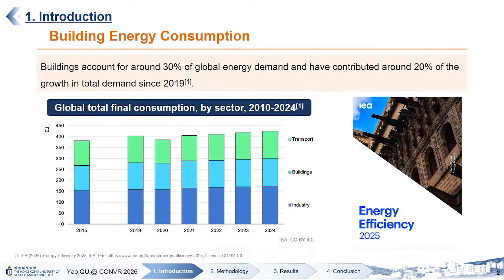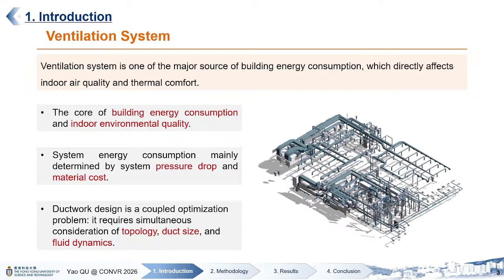As we all know, buildings account for around 30% of global energy demand, so it's very important to save energy in the building sector. The ventilation system is one of the major sources of building energy consumption, which directly affects indoor air quality and thermal comfort. The system energy is mainly determined by the system pressure drop and the material cost. Duct design requires simultaneous consideration of topology, duct size, and fluid dynamics.